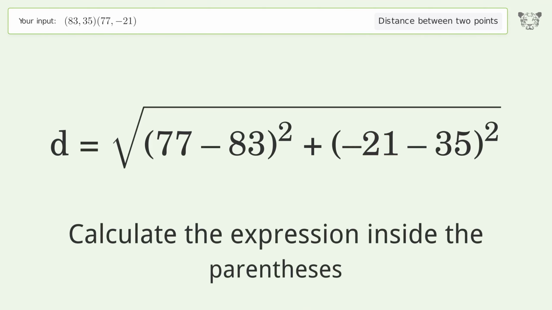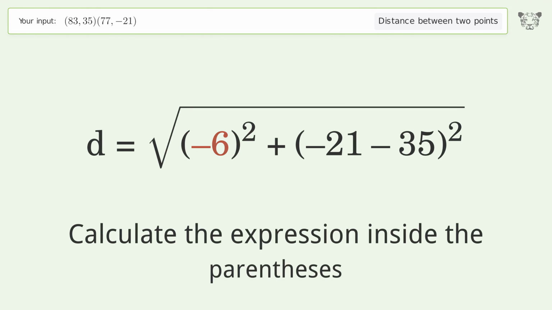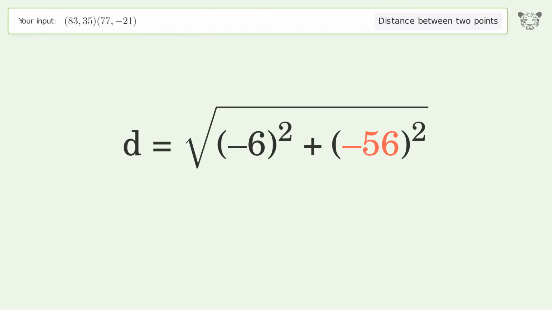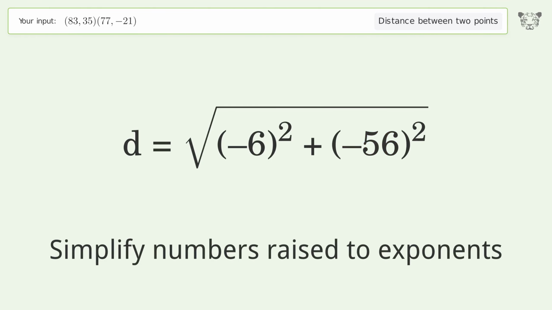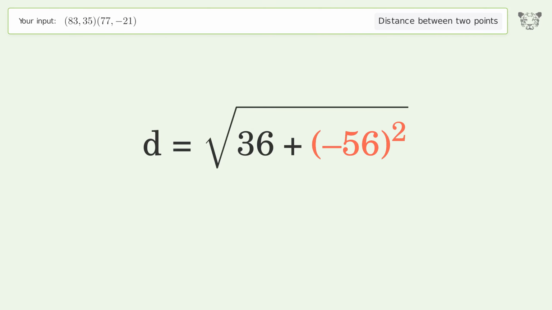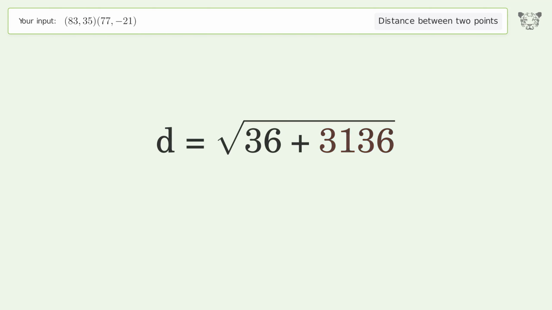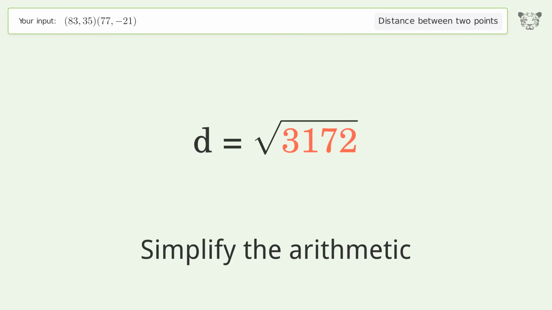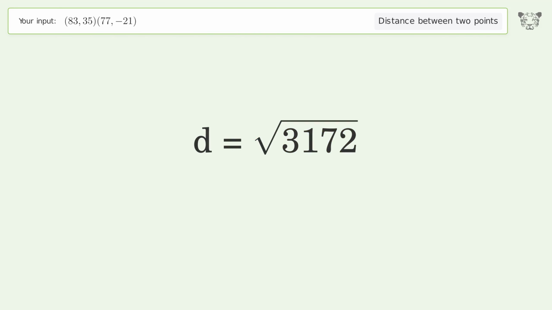Calculate the expression inside the parentheses. Simplify numbers raised to exponents. Simplify the arithmetic. And so the distance between the 2 points is the square root of 3,172, or 56.321.